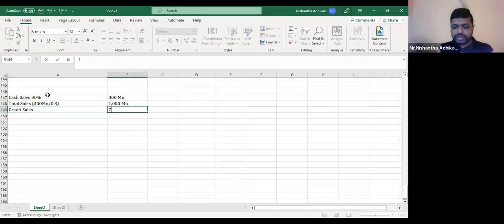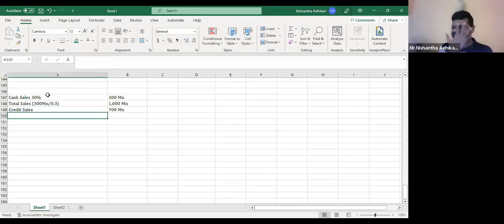How much? 700 million. That you need to summarize, right? Now, credit sales, you know that it is 700 million. Okay. Now, based on the present condition, what is the debtor balance and related finance cost? Debtor balance and related finance. Okay, we will see this one.